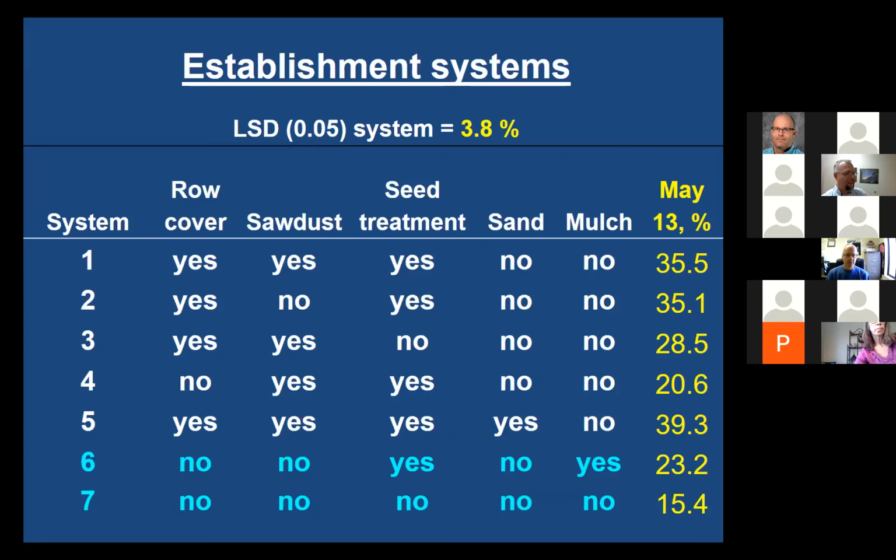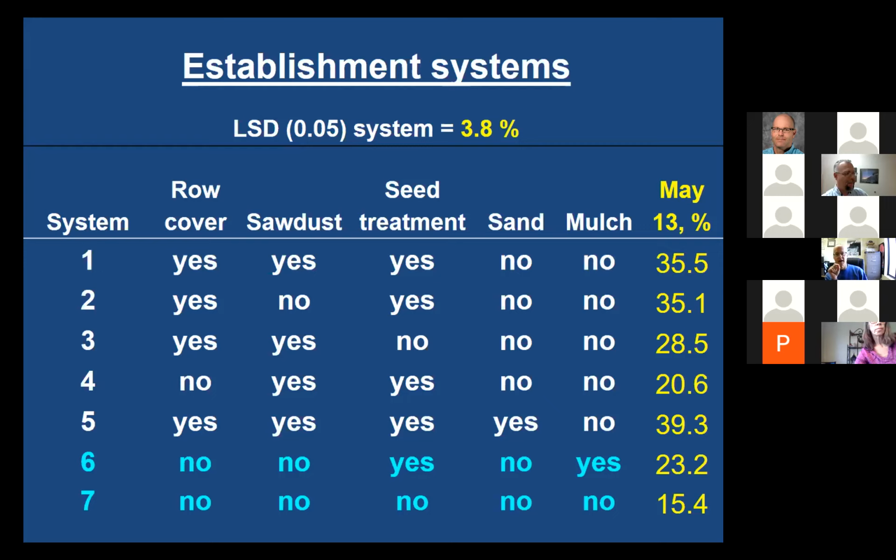So here, this table shows some of the results of emergence for the different treatments. And basically what we found is the most consistent factor that we tested was row cover. Row cover benefited all the species that we tried. It was the consistent factor that was good at improving emergence. The other, well, mulch, I need to mention, was not effective. There's no way mulch could replace row cover. It didn't work for us.